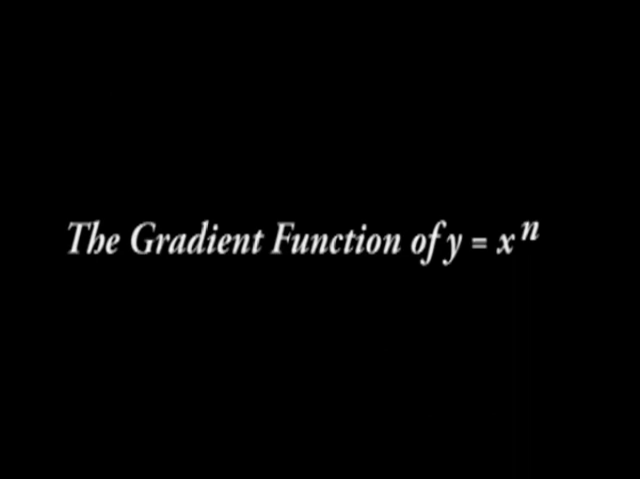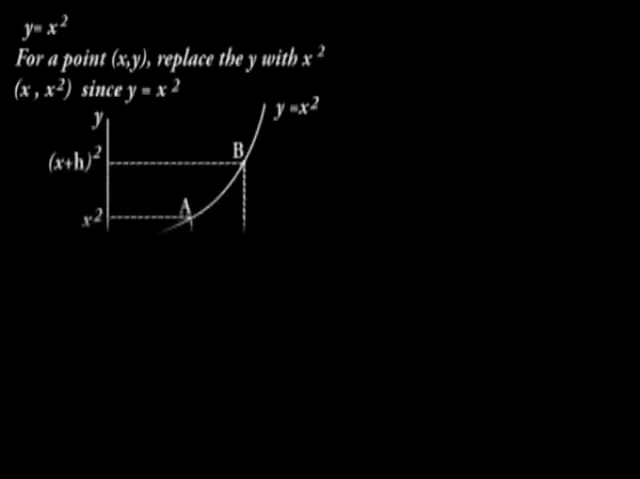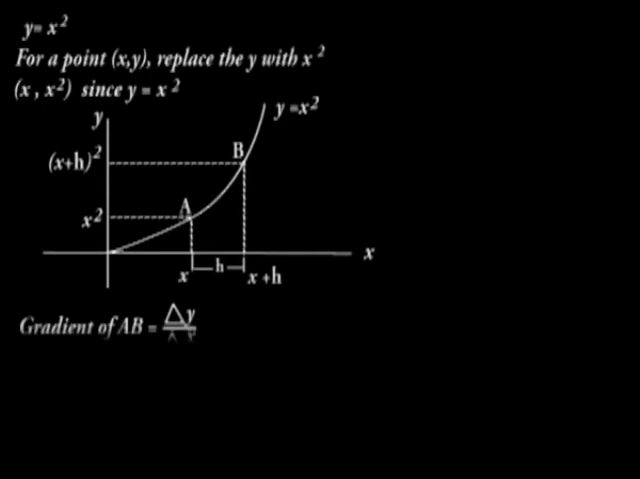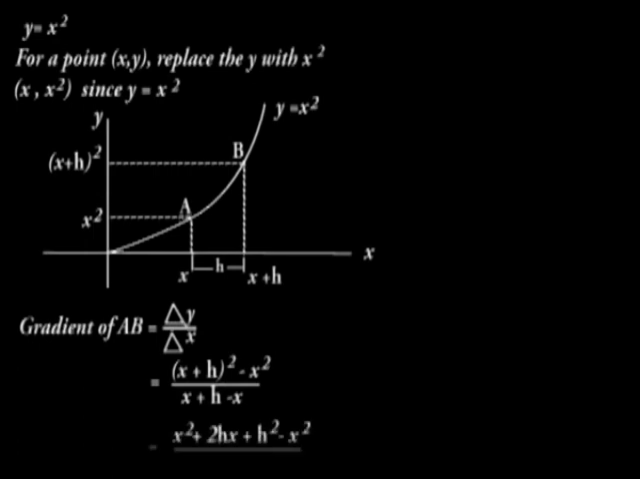The gradient function of y is equal to x raised to power n. Again, consider the graph of y is equal to x squared. It means for a point x, y, we can replace y with x squared, since y is equal to x squared. The gradient of AB is change in y over change in x, that is x plus h squared minus x squared over x plus h minus x. We multiply and open the bracket, and finally we end up with 2x plus h.